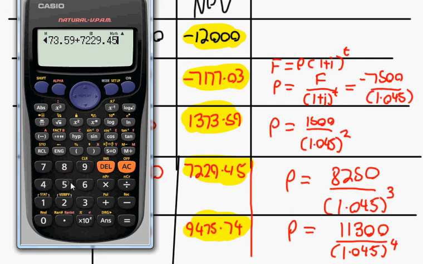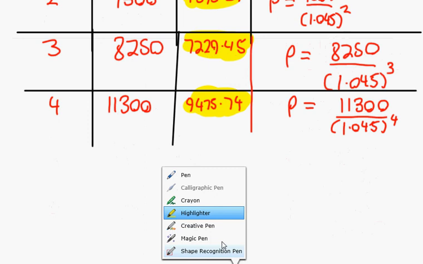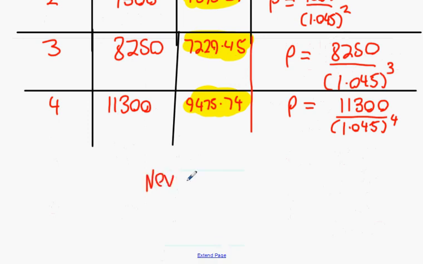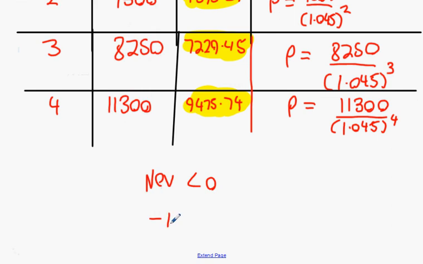Okay. Equals, it's a negative number. What have we lost? We've lost €1,098.25. What does that mean? Bad investment. Bad investment. Your NPV is less than 0, at minus 1,098.25. Bad investment.